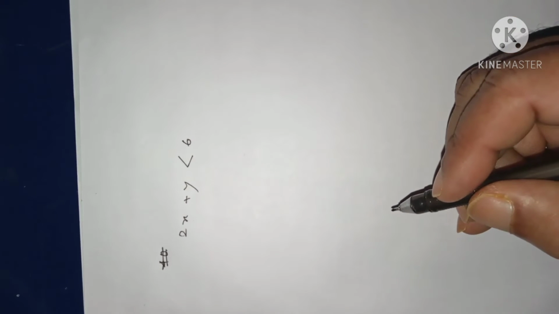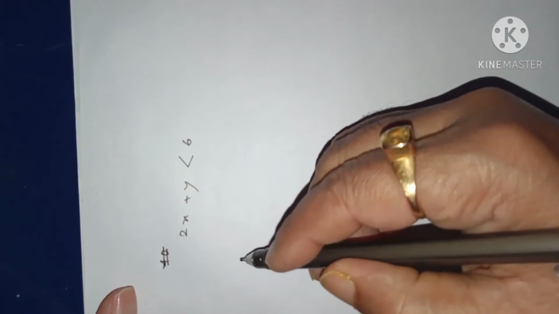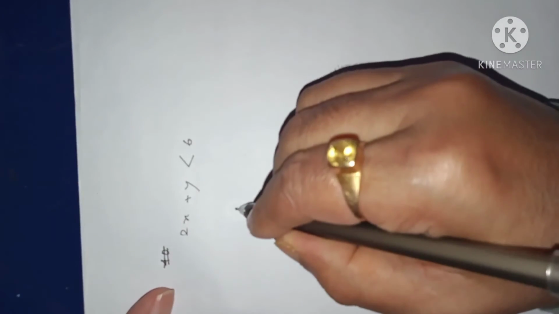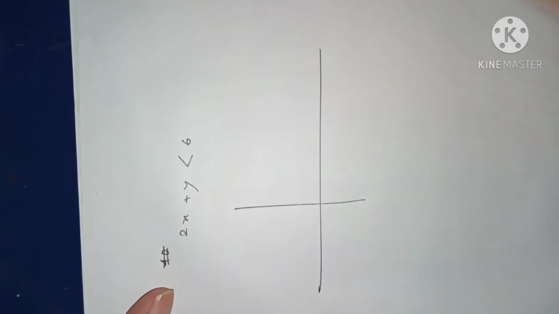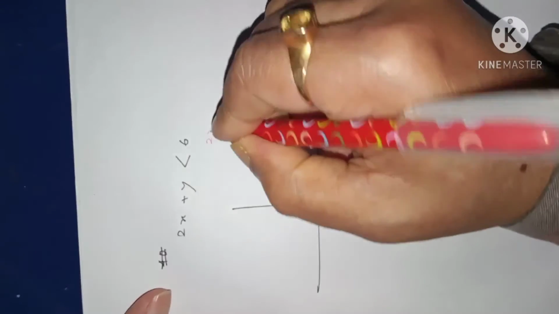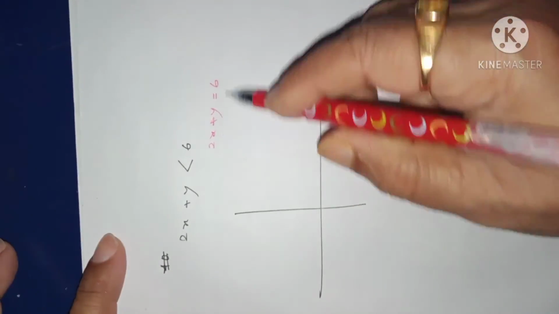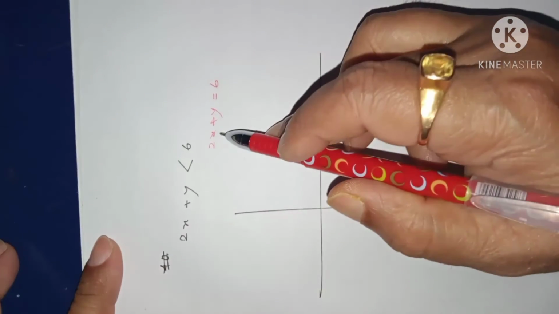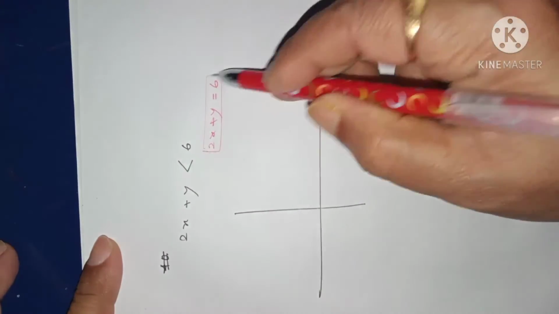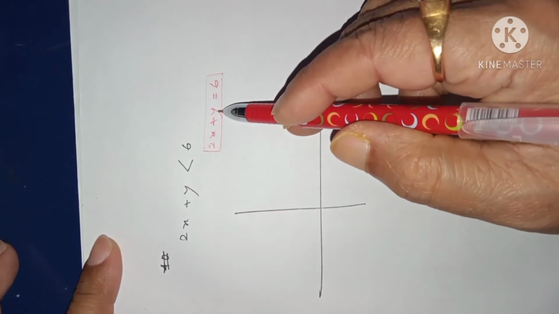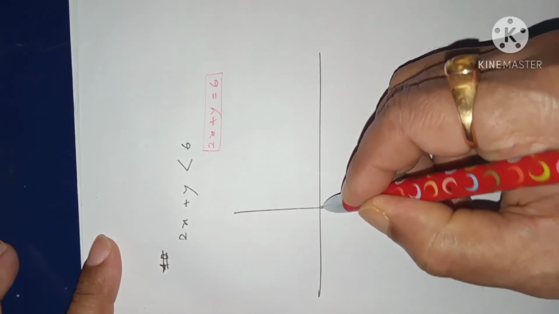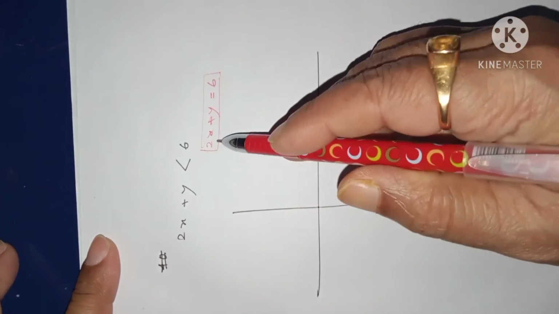2x plus y less than 6. If we see here, the graph of the line which will satisfy the equation 2x plus y equal to 6. So if we plot these points which will satisfy this equation, suppose y is 0, then x will be 3.